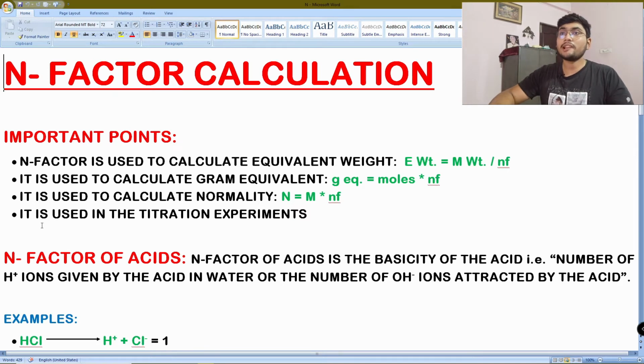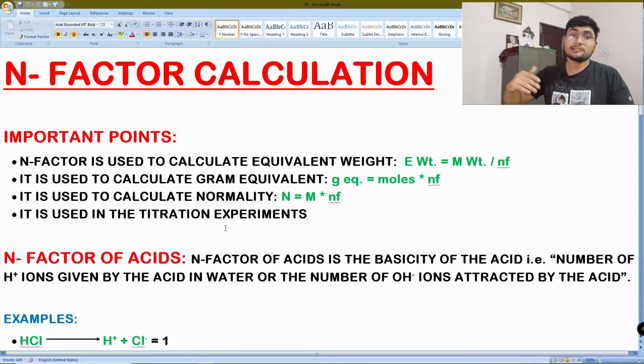And the fourth point is that it is used in titration experiments. Whenever you do a titration experiment, you are always asked to make the solution in normality. Basically you are asked to make N by 100 or N by 10. You are never asked to make the solution in molarity. The concentration should always be in normality while you are doing titration experiments. So if you don't know the n factor of whatever substance you are making the solution of, then you will not be able to make the appropriate solution. That's why we study n factor and it is a very important topic.